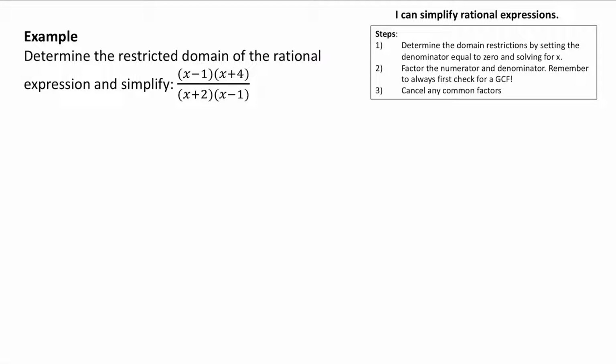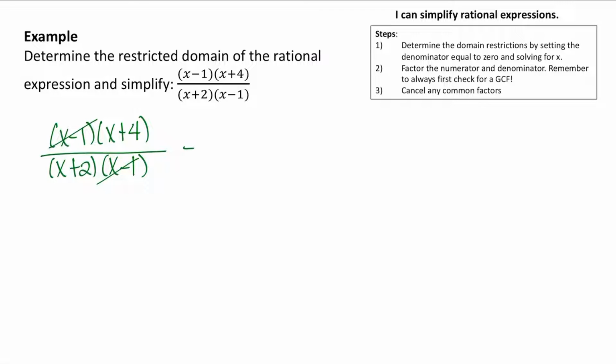So let's determine the restricted domain of this rational expression and simplify. Well, the nice thing about this rational expression is that it's already been factored for us. Okay, so if it's already been factored, you just need to look for the common factors and go ahead and cancel them. So we have an x minus 1 that will cancel. So the simplified expression is going to be x plus 4 over x plus 2.